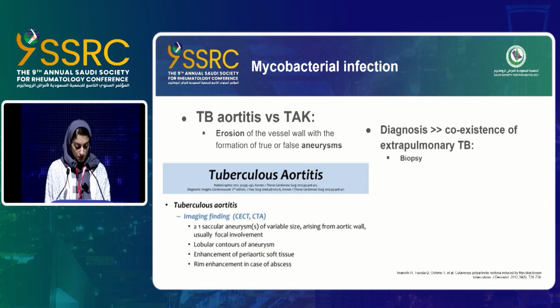Tuberculous aortitis may be differentiated from Takayasu owing to its tendency to cause erosions of the vessel wall with the formation of true or false aneurysms. It particularly affects the descending aorta, in contrast with arterial stenosis that is more typical of Takayasu. And the diagnosis may be suggested by the coexistence of extrapulmonary tuberculosis and, of course, by tissue biopsy if it was feasible.